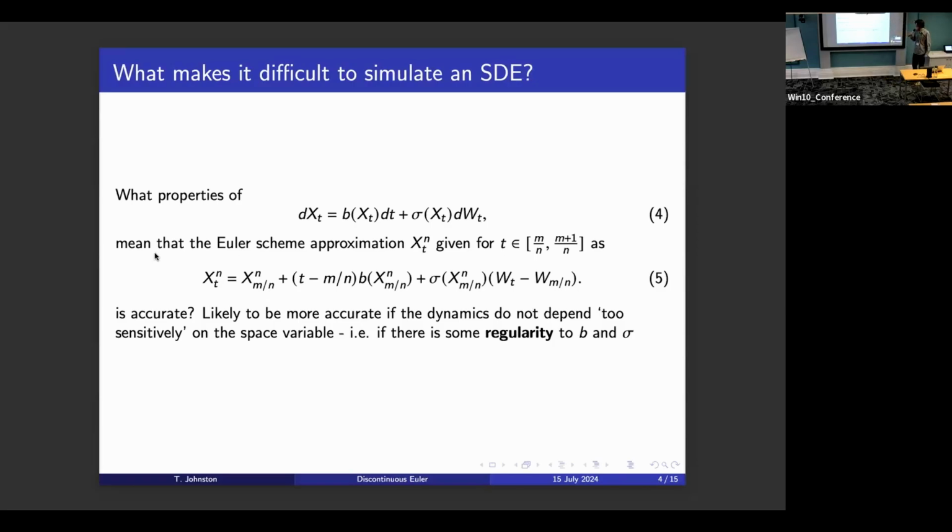So that's the idea of the Euler scheme, which is the most natural numerical scheme in a lot of cases. So when is this Euler scheme approximation a good approximation of the continuous time dynamics? Intuitively, one expects that if the dynamics aren't too sensitive to the space variable, then the convergence will be good. So if when we change b or sigma a little bit, it doesn't change the value that much, one expects that the error induced by the discretization won't be too severe. The fact that b and sigma don't change too much when you change the state variable is exactly the regularity of b and sigma. So one expects with higher regularity, the numerical schemes will converge better.